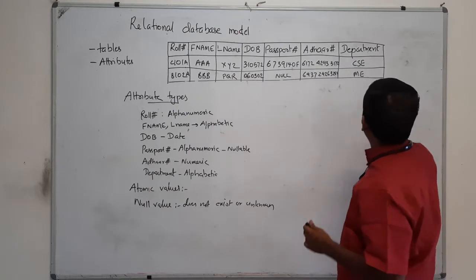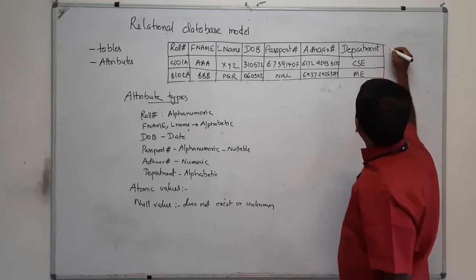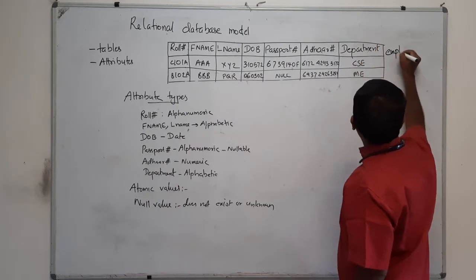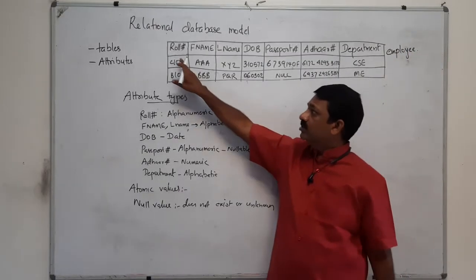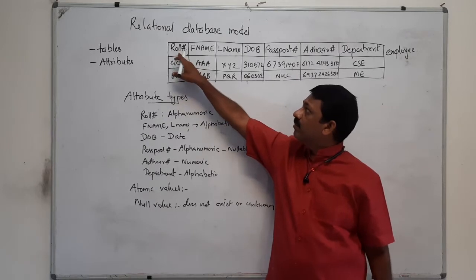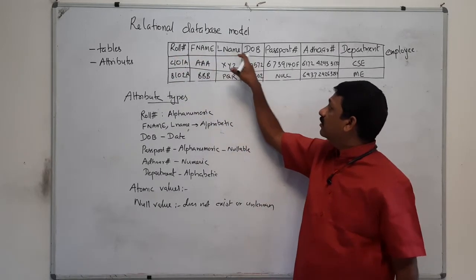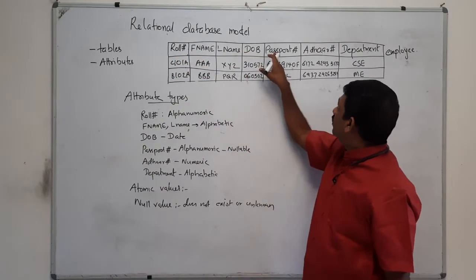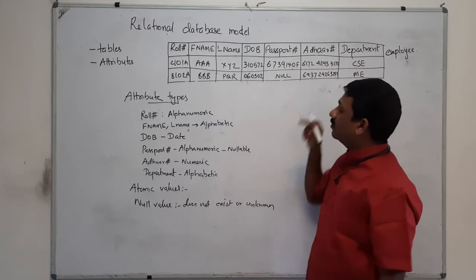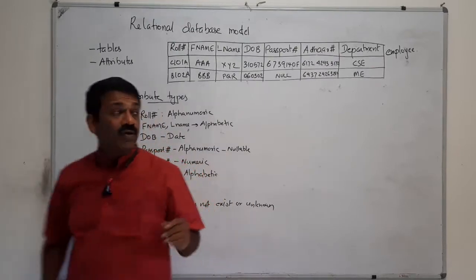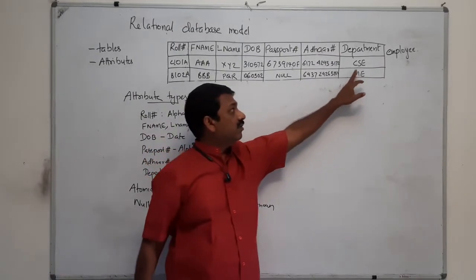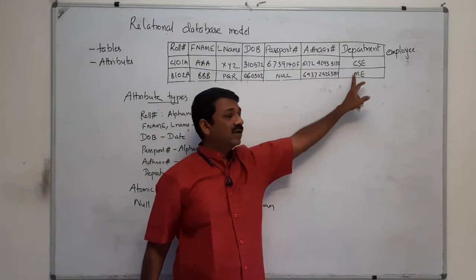This is an employee table, and the employee table has attributes. The schema is like this: roll number, first name, last name, date of birth, passport number, Aadhaar number, and the department to which he belongs. That means an employee who belongs to this department. Here, CSC department and ME department.